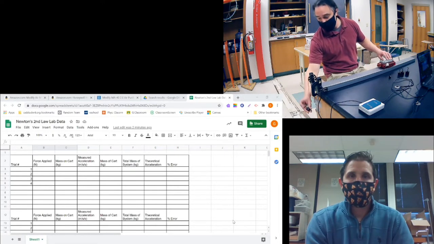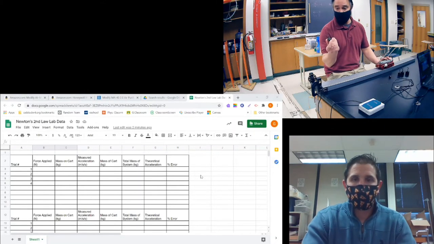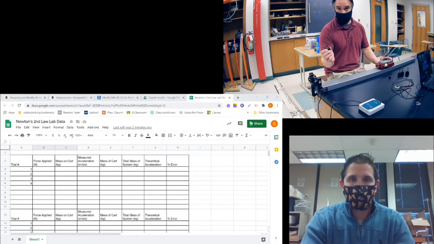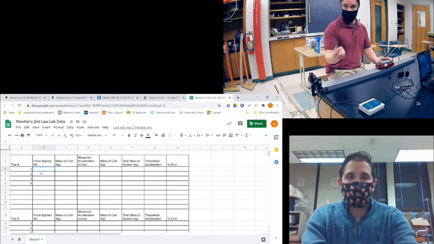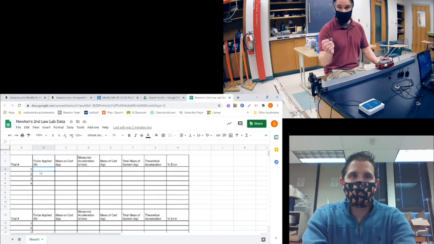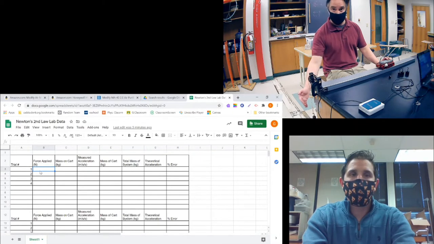Now, you want to be able to determine the force of gravity on this mass. So this is a 50-gram mass. First thing you want to do is convert that to kilograms, so it's going to be 0.05 kilograms. With that, you want to multiply the 0.05 kilograms by the acceleration due to gravity, 9.8 meters per second squared. That will give you the force of gravity responsible for accelerating the entire system.